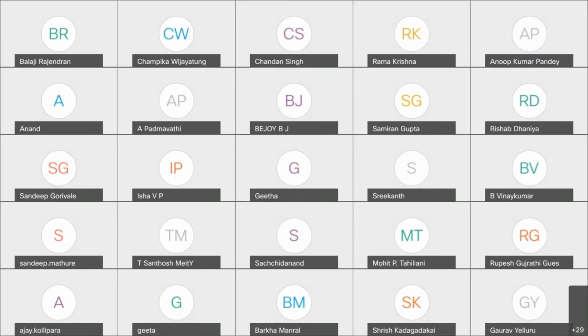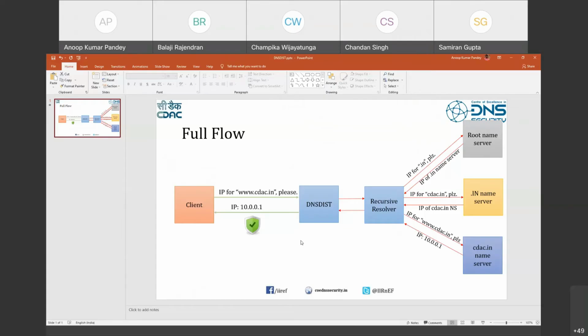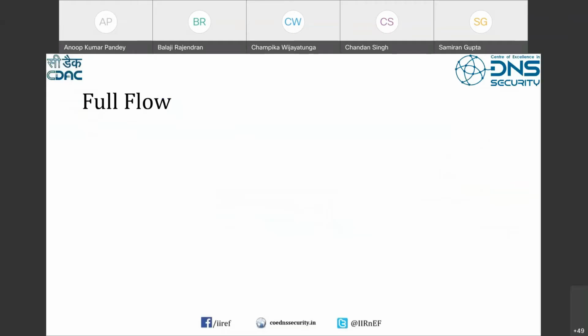Okay, so let me start by sharing my PPT first. I will be using DNSdist for this demonstration. DNSdist acts as a proxy. Basically, it's a load balancer, but in this case, it acts as a proxy. Any client will issue its query to DNSdist, and then DNSdist will connect to a recursive resolver, which in turn resolves the query.